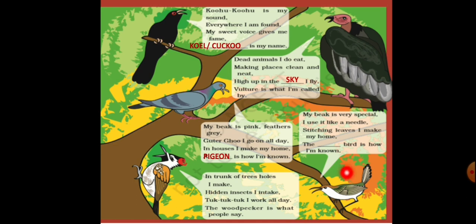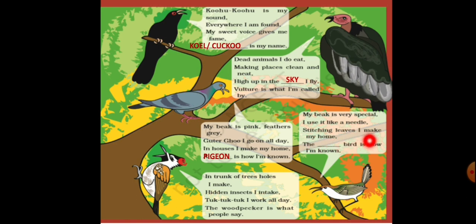What is this bird saying? Look at the beak. It has got a very sharp beak. So what is this bird saying? My beak is very special. Why? I use it like a needle. What is a needle? The sui dhaga ka sui.